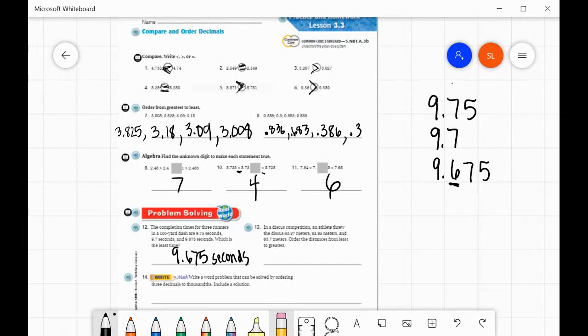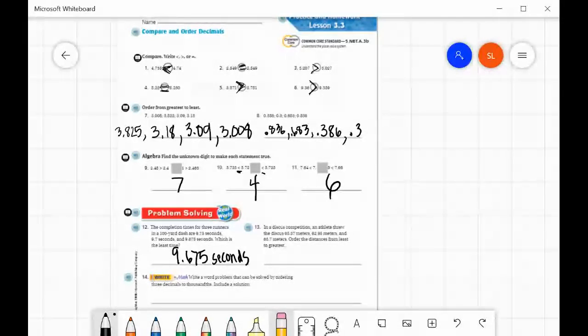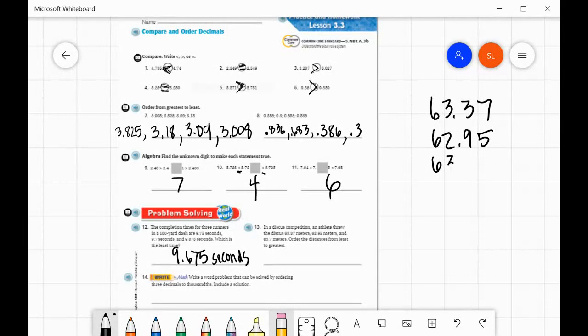All right, number 13. I'm going to read that to you, and then you're going to pause and do the work. In a discus competition, an athlete threw the discus 63.37 meters, 62.95 meters, and 63.7 meters. Order the distance from least to greatest.